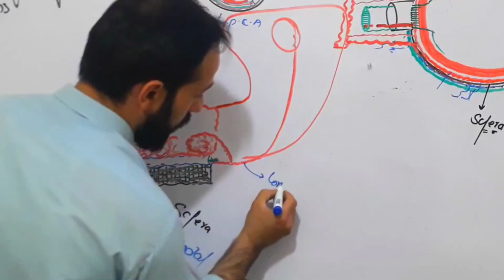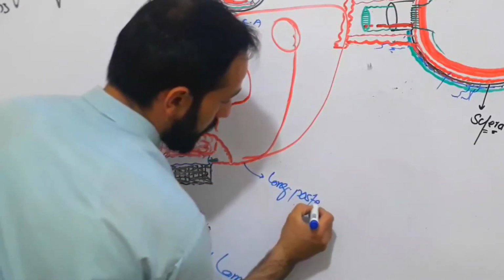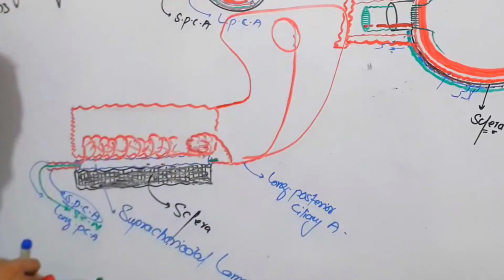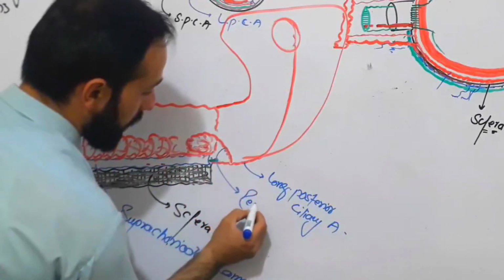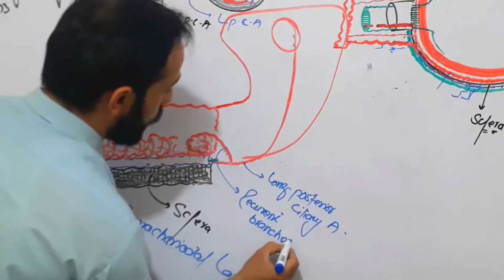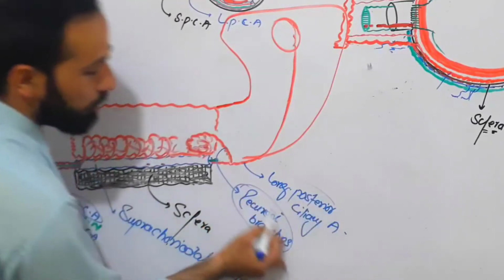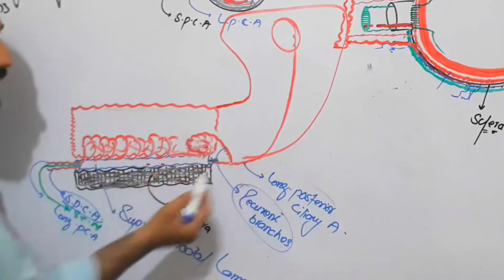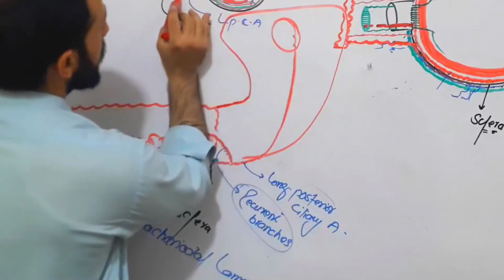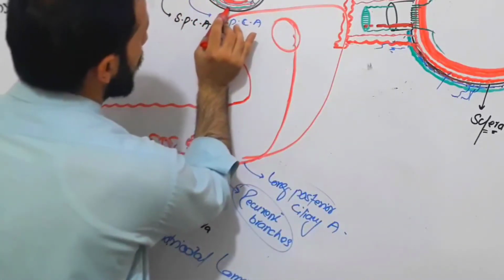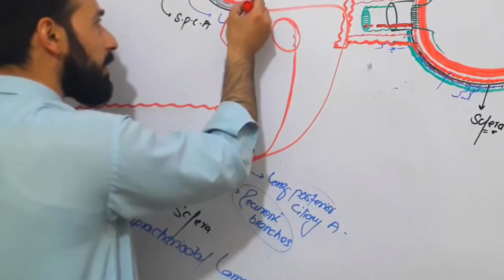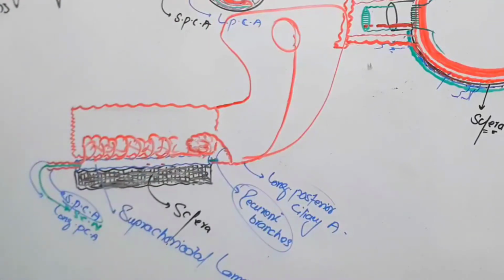So what is this, friends? This is your long posterior ciliary artery, right? And what is this? These are the recurrent branches. So recurrent branches of what? The recurrent branches of the long posterior ciliary artery towards the anterior part of the choroid. And you can see it also here. Look, this is the long posterior ciliary artery that enters into the suprachoroidal lamina and goes towards the ciliary body, and from here it also gives some recurrent branches towards the choroidal layer.